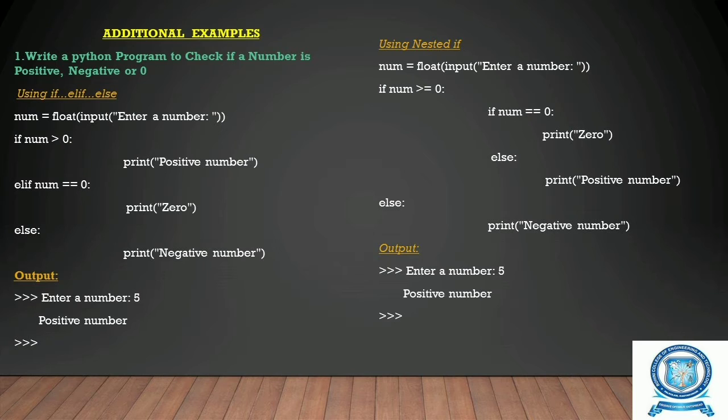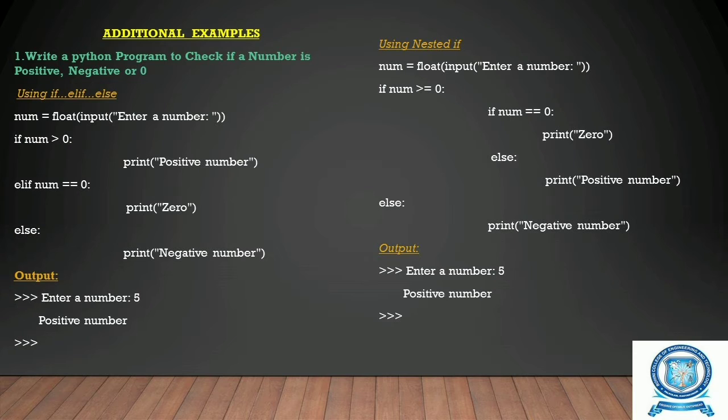Write a Python program to check if a number is positive, negative or 0. We can write this program in two ways: using if, elif and else, and also using nested if. First we are seeing about using if, elif, else. First this statement, num is equal to float of input of enter a number. This is the input statement. We are getting the input from the user, and then storing that input in the num variable.